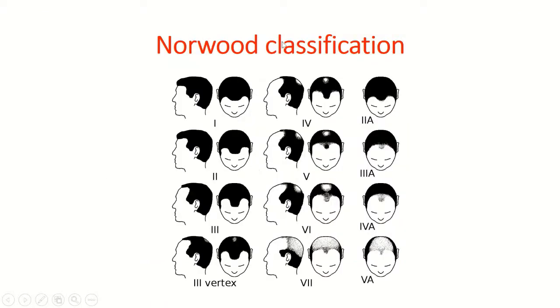And here you see the Norwood classification. The most important cases for the question are 7, 6, and 3, here with the vertex slightly involved and here with the vertex dominantly involved.